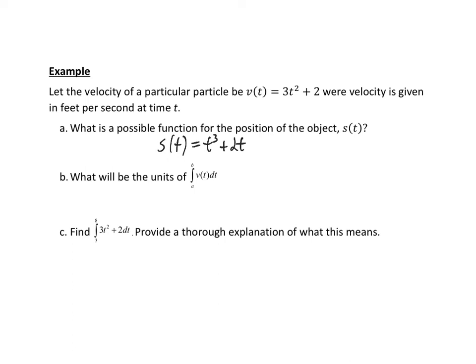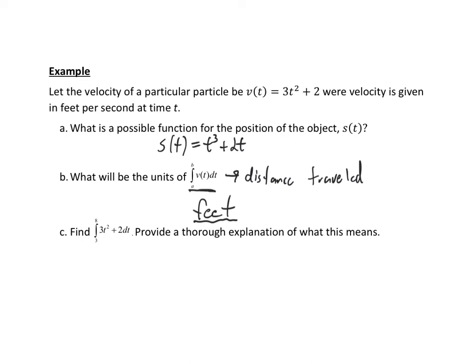Okay, so in part B, what will be the units of the integral from a to b of v of t dt? Well, if we said the area under the velocity curve is distance traveled, or displacement, and v of t is given in feet per second, we're talking about change in position. A change in position would only be measured in feet. That seconds time would not apply to the actual value of that integral because we're talking about distance. Distance is not a measurement of time. Distance would need to be feet.